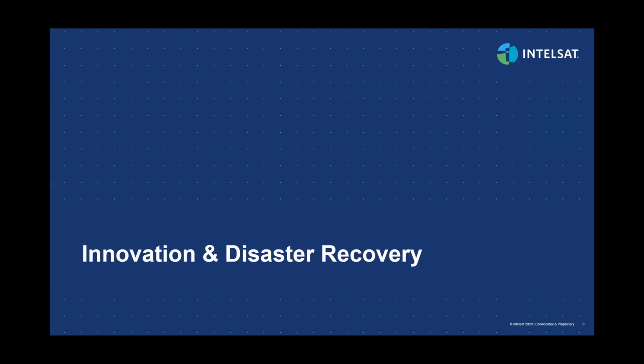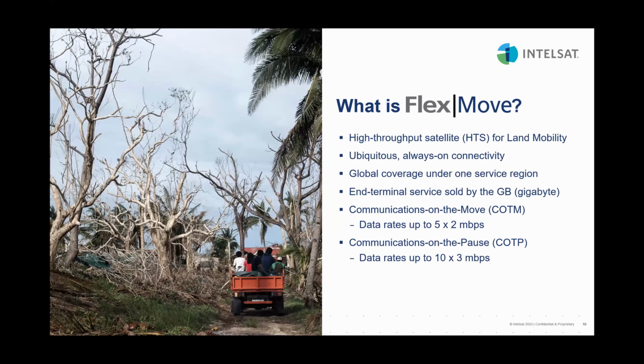Just real quickly at the end is a brief discussion about innovation, about products, things that the satellite industry, that Intelsat is doing to help during times of emergency. So we have a product, for example, called FlexMove. It is a managed service that allows us to provide services for mobile terminals, being on trucks or communication on the move or communication on the pause, and it allows for high throughput data rates. So up to 5 by 2 megabits for communication on the move, or 10 by 3 megabits for communication on the pause.